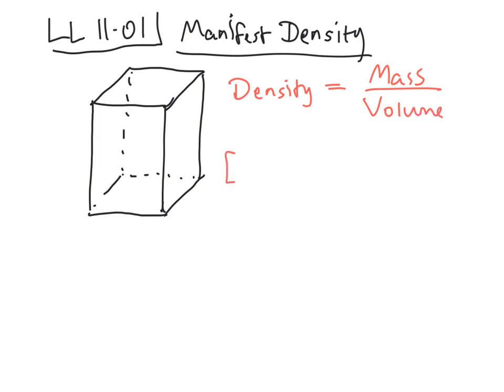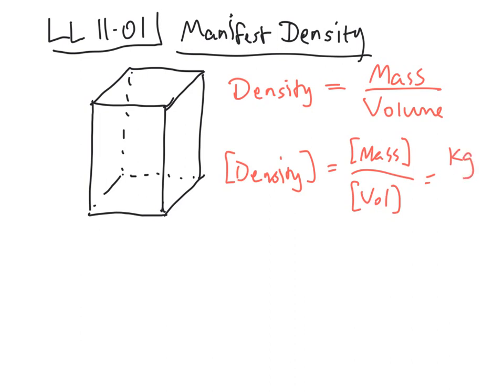And so the units of density will be equal to the units of mass over the units of volume, which are equal to kilograms per meter cubed or something like that. You could also talk about grams per centimeter cubed or kilograms per cubic foot, although that would be mixing metric and imperial, which is kind of silly. But anyway, that's the basic idea of density, that it's mass divided by volume.